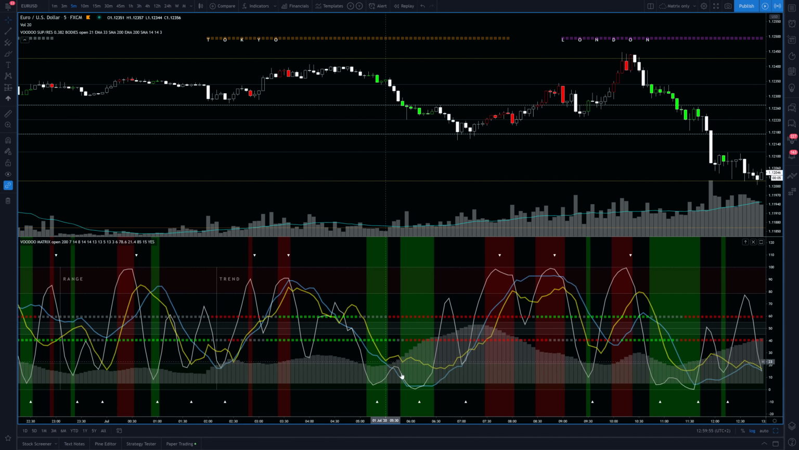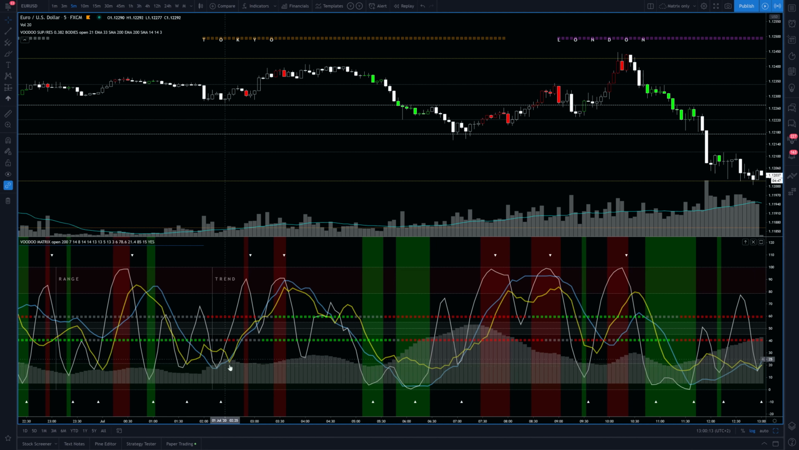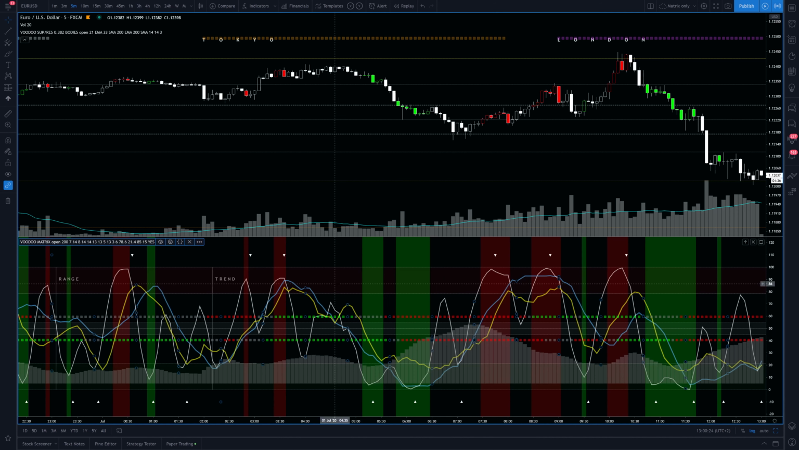The blue one is based on the same formula as the white one, and you can change its settings here in the slow, K-smooth, and slow oscillator. By changing the RSI, you will change the RSI setting for both of them, and this is made on purpose. Then you have the yellow oscillator, which is basically stochastics, and you can change its settings in the stochastics KD or smooth.